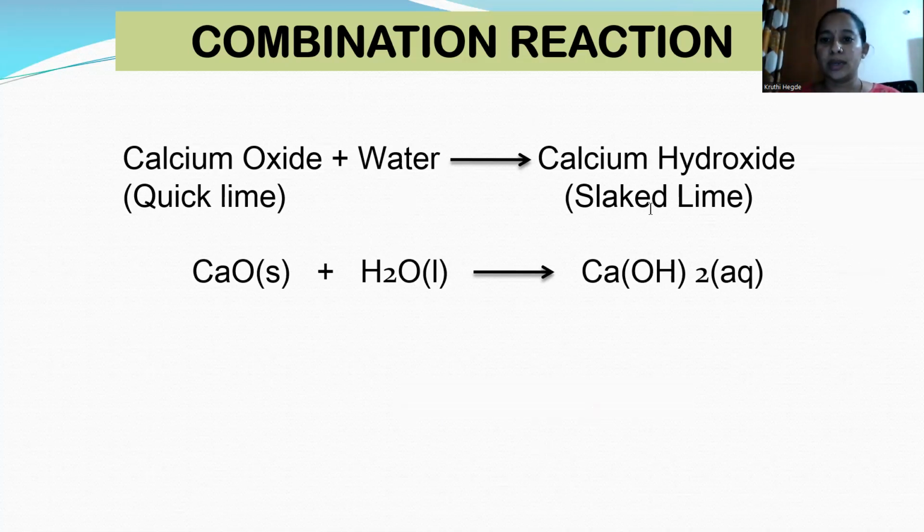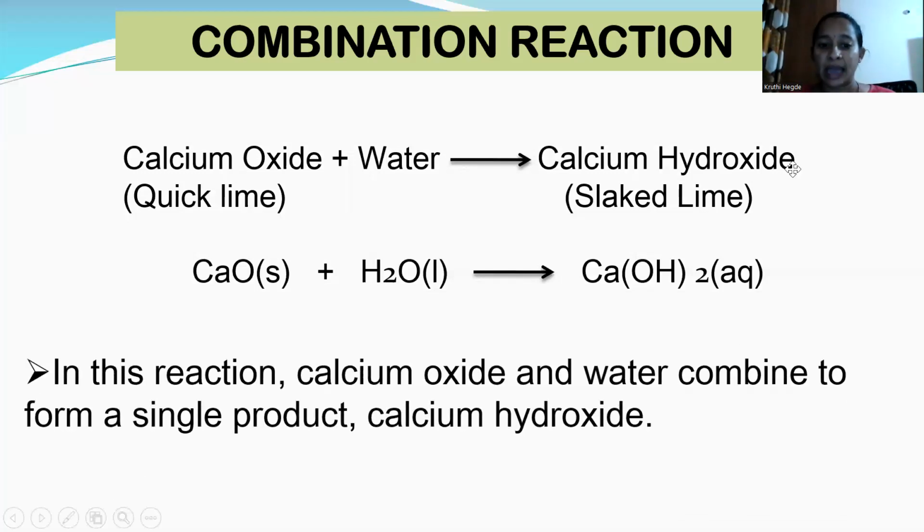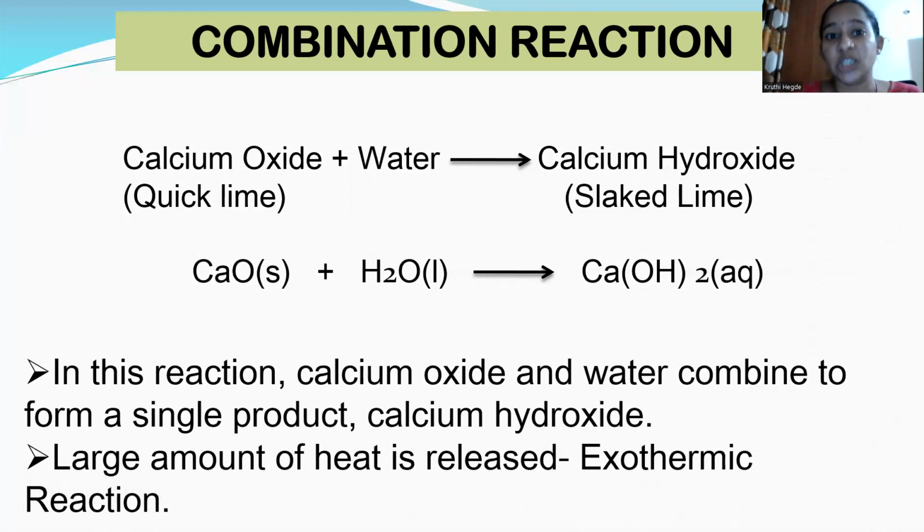Okay, now let us move further. In this reaction, calcium oxide and water combine to form a single product, that is calcium hydroxide. A large amount of heat is produced in this reaction, and when heat is generated in a reaction, such reactions are called exothermic reactions. Okay, let us move further.